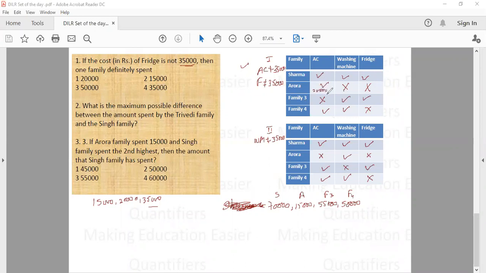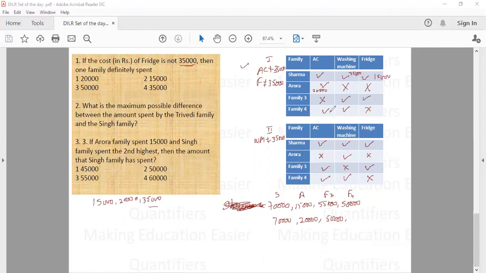So if AC is 20,000, and the fridge is not 35,000, that means the fridge has a cost of 15,000 and the washing machine has a cost of 35,000. In this case, the Sharmas spent all three amounts, so 70,000. The Aroras must have spent only 20,000. Family 3 spent 35 and 15, 50,000.